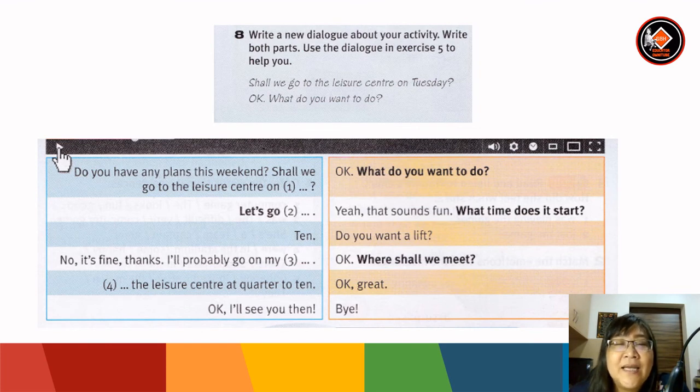Dear students, then write a new dialogue about your activity. Write both parts. Use the dialogue in exercise 5 to help you. For example, shall we go to the leisure centre on Tuesday? Okay, what do you want to do?